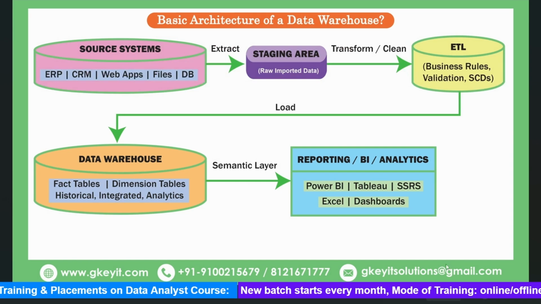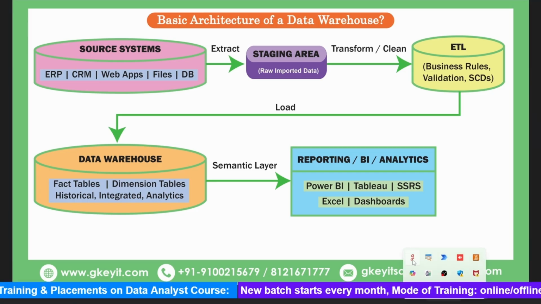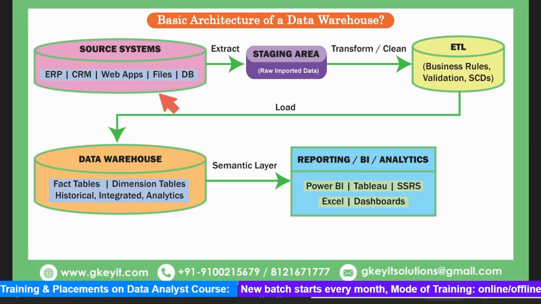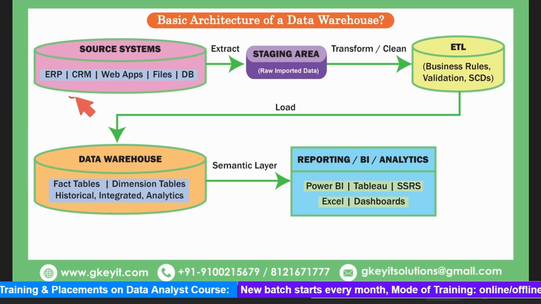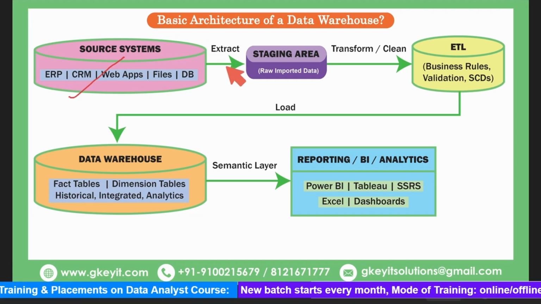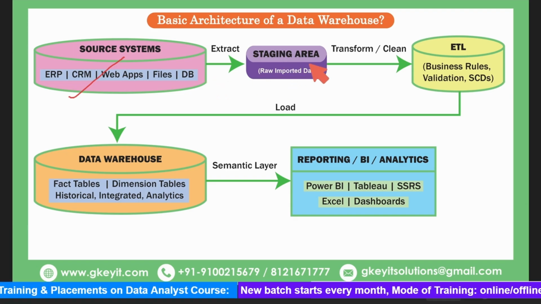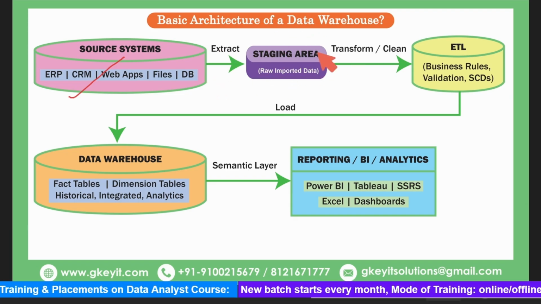And finally, we got to the architecture diagram of the data warehouse. Here, as we discussed, these are the different source systems like ERP, CRM, web apps, files, DBs. And we are extracting all the systems' data into a staging area. Here the data is raw imported data. A direct dump of data will be there in the staging area. By using ETL, we can extract and dump the data into the staging area.